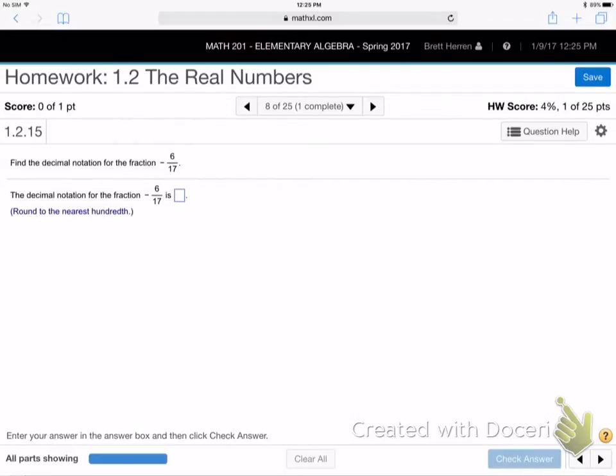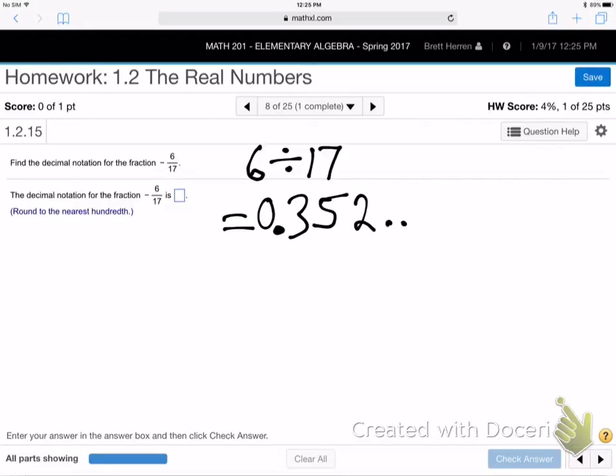All right, so negative 6/17. They want me to turn that into a decimal. So take your calculator again. Take 6 divided by 17. I have no idea what that is. Somebody have that? It's 0 point something or other. 0.352. 3, 5, 2, and on it goes. 3, 5, 2, and dot, dot, dot.